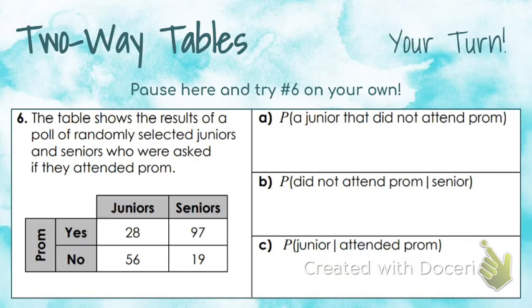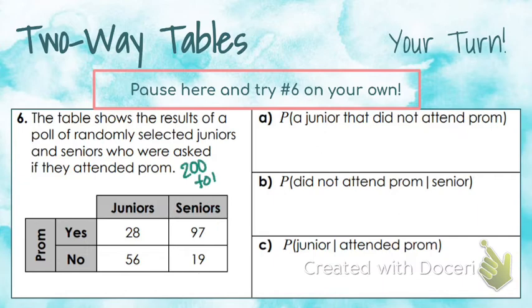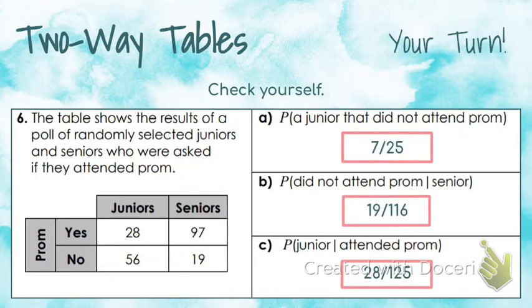All right, I would like for you to pause the video here and try number 6 on your own. All right, it's the same as number 5, not a big deal. So the only thing that you should do different on number 6 is it doesn't tell you how many total students there are, so you have to add all these up. So for one of the things, you'll need to know that there are 200 total students. And then don't forget to do all your little totals for each column. All right, you can check yourself here. Pause if you need to.